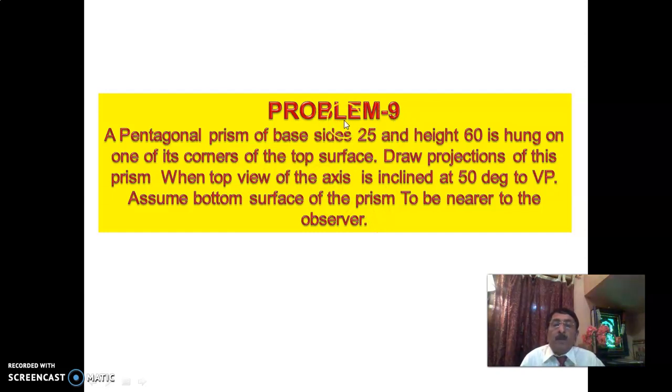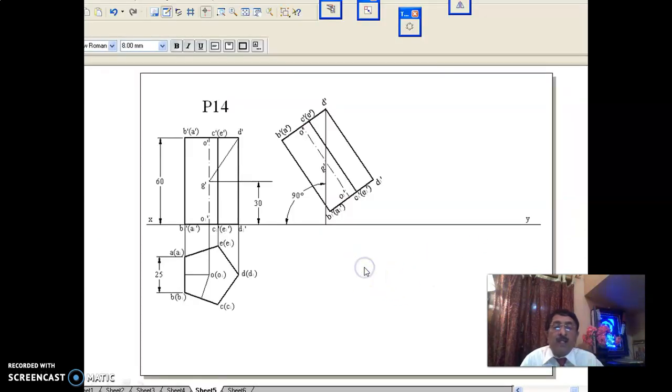See, in this problem 9, a pentagonal prism of base size 25 and height 60 is hung on one of its corners of the top surface. Draw projections of this prism when the top view of the axis is inclined at 50 degrees to VP. Assume bottom surface of the prism to be nearer to the observer. Now you see here, since the problem is similar, this is left to the reader as an exercise.